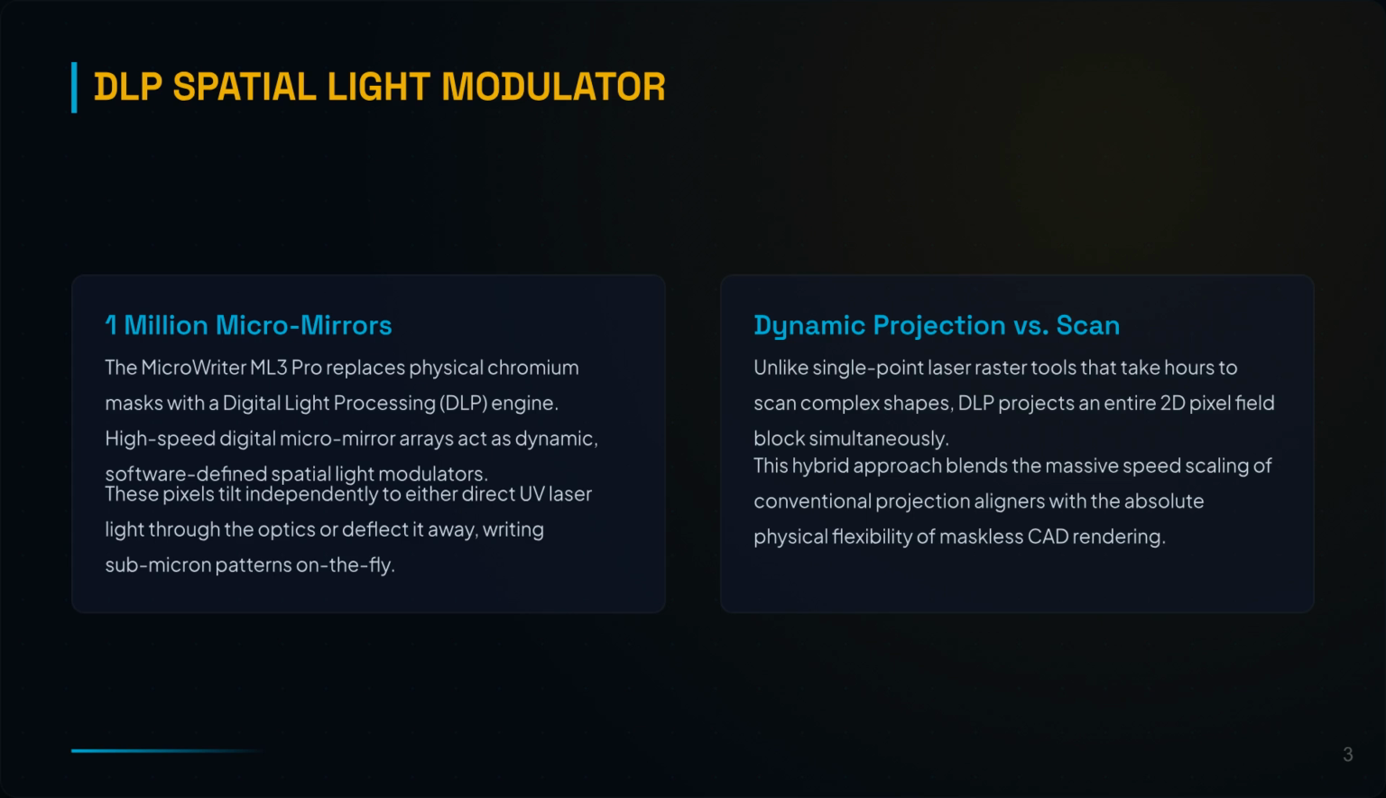mask generation. The MicroWriter ML3 Pro uses a digital light processing engine. Over 1 million micromirrors act as dynamic modulators, projecting an entire 2D field block at once for high-speed, flexible patterning.